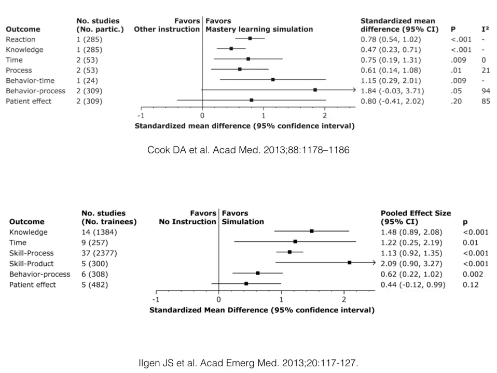When you look at outcomes, Cook looked at it, and all the outcomes, except maybe for patient effect, were really better with mastery learning using simulation. And patient effect does kind of, and the reason is because a lot of things are not necessarily outcome-based right now in simulation, so these confidence intervals can be very wide because they're small studies.